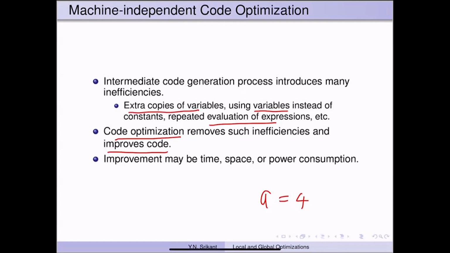Now, optimization or improvement may be in the time domain, the memory domain, or the power domain. In other words, when the compiler compiles a program and performs these code improvements, it may be given the agenda of improving the execution time, improving the memory footprint of the program, or reducing the power consumption of the program. Each of these becomes very important on particular types of devices.